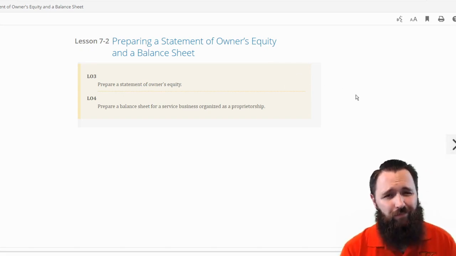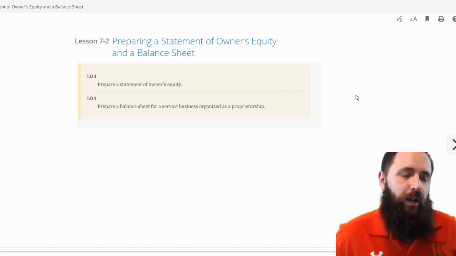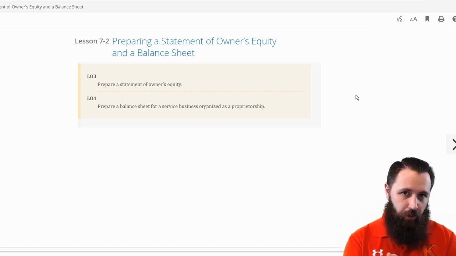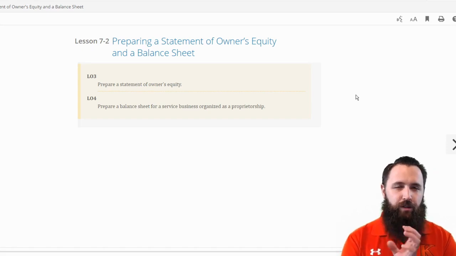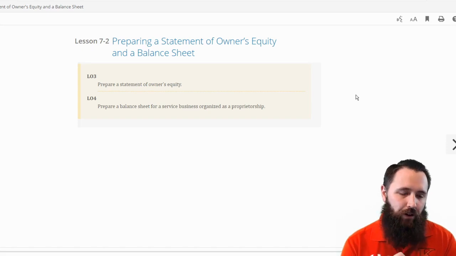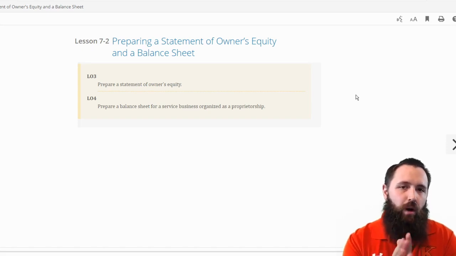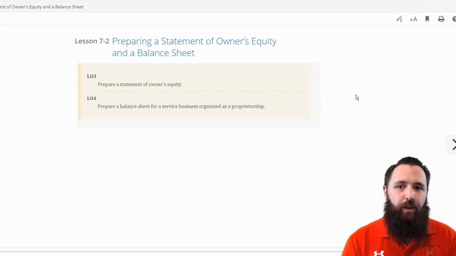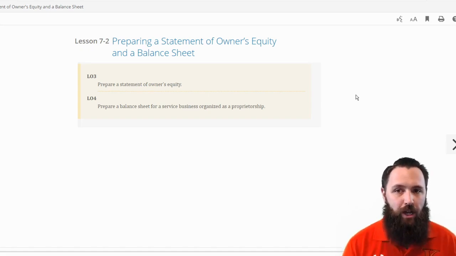And in the real world, we're going to complete an income statement. These financial statements are all integrated, meaning they all work together. The first way that they work together is we complete an income statement. What do we get when we complete an income statement? Well, we get our net income. Then we're going to prepare a statement of owner's equity, and we're going to use that net income.